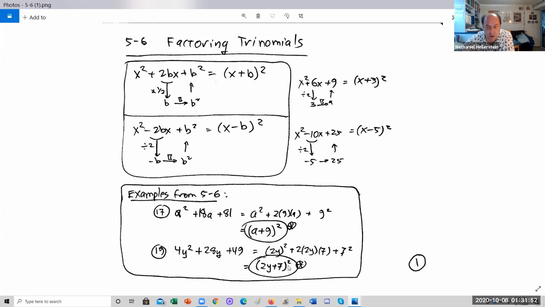This is a little trickier. 4y squared plus 28y plus 49. Now, it's easy enough to recognize the 49 is 7 squared. And the 4y squared is the square of 2y. Now, this middle term should be twice the product. 28y, let's see, is that twice 2y times 7? Yes, it is. So square plus twice the product plus square equals the square of the sum. So this will be 2y plus 7, all squared.